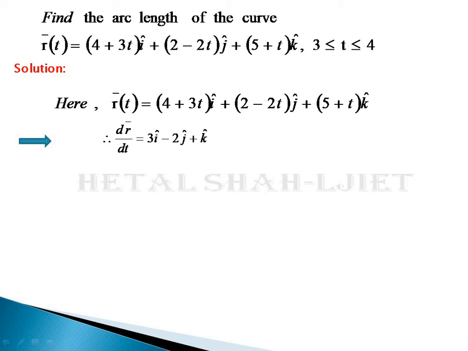Now what is the next step? The next step is we have to find the modulus. So the modulus of this derivative is the square root of the square of the multiple of i cap plus the square of the multiple of j cap plus the square of the multiple of k cap. So 3 square plus minus 2 square plus 1 square, that is square root of 14. Now first we have to find the derivative. Second, we have to find the modulus.